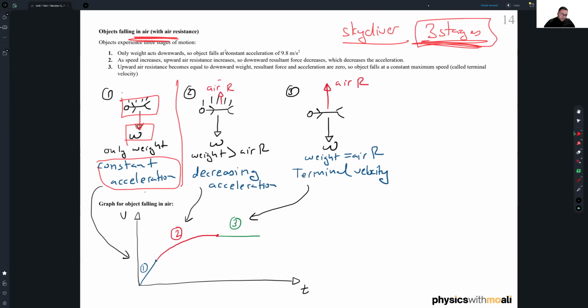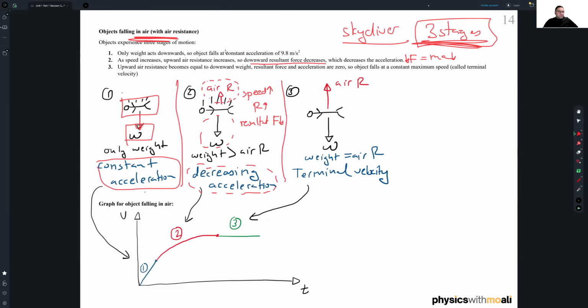Stage 2. Now there's a little bit of air resistance acting on you. But the weight is still more than the air resistance. And as the speed continues to increase, that air resistance continues to increase. However, because of the air resistance, the resultant force decreases. And according to F equals ma, if the F decreases, the a decreases, because force affects the value of the acceleration. The proportion. So the acceleration decreases.